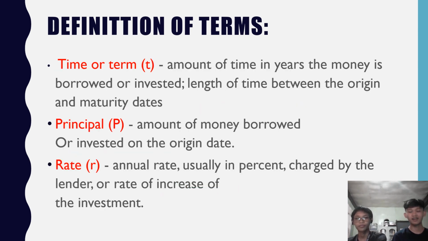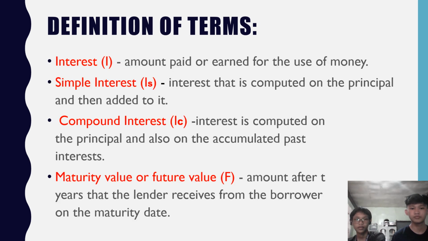Time or term: the amount of time in years the money is borrowed or invested, or the length of time between the origin and maturity dates. Principal: the amount of money borrowed or invested on the origin date. Rate: the annual rate, usually in percent, charged by the lender or the rate of increase of the investment. Interest: the amount paid or earned for the use of money.